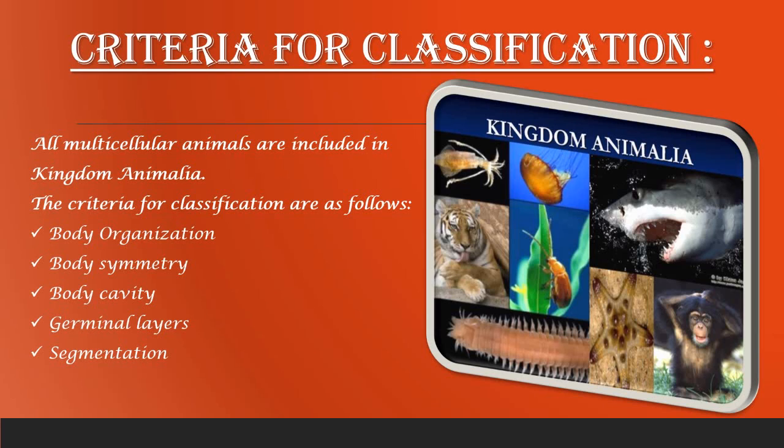Now students, at present, according to the five kingdom classification system of Robert Whittaker, all multicellular animals are included in kingdom Animalia. And this system of classification is based upon some criteria like body organization, body symmetry, body cavity, germinal layers, and segmentation.